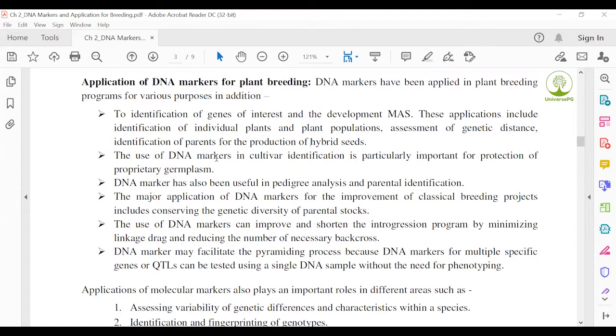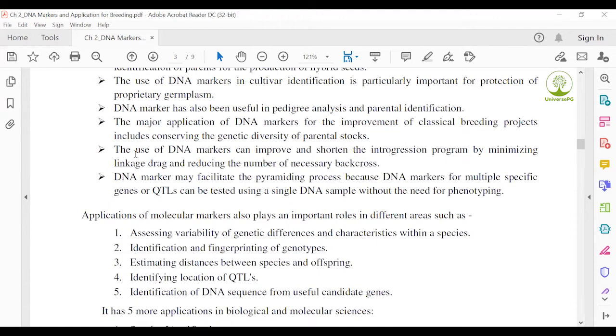Those are the basic applications of DNA markers for plant breeding. So if not found, your last question is an important term for your April 2021 exam. You read two or three applications of DNA markers for plant breeding.